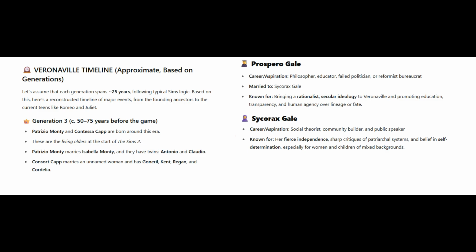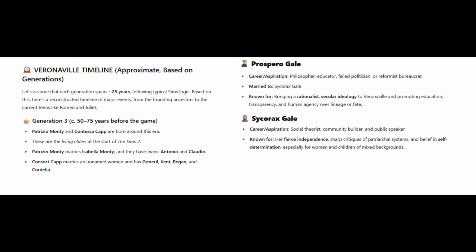since they're not really relevant to the modern narrative. Now we are moving on to the Gale family, and these are the last people to migrate into Veronaville. Meaning, in the timeline, these are the last people who were born outside of Veronaville who came into Veronaville. And these are Caliban Cap's parents.